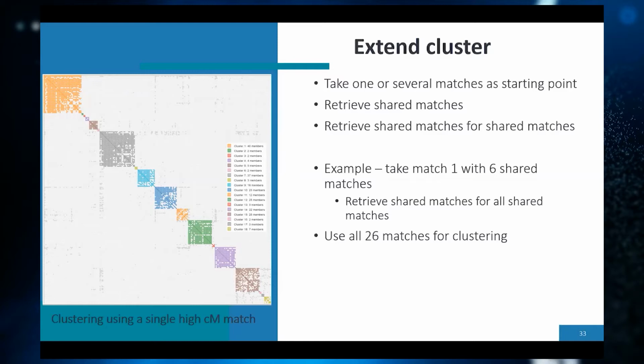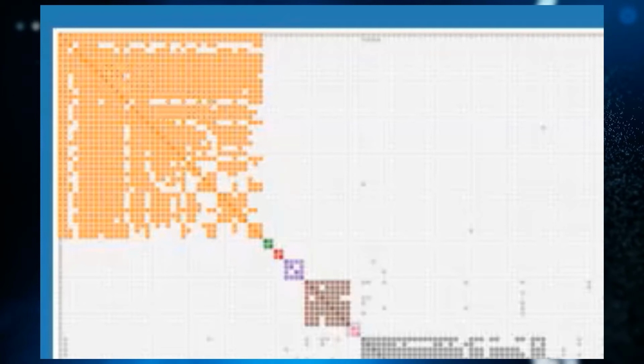And you can see that there are many clusters contained in the shared match section of this particular high centimorgan match. And this is all linked to this particular high centimorgan match. So you're automatically only looking at very relevant clusters that are only linked to your high centimorgan match. And if you look closely at the top, you can see that the top row is completely gray because that's the single match that I just described, which is actually linking to every one of those matches. And that's why it's gray.